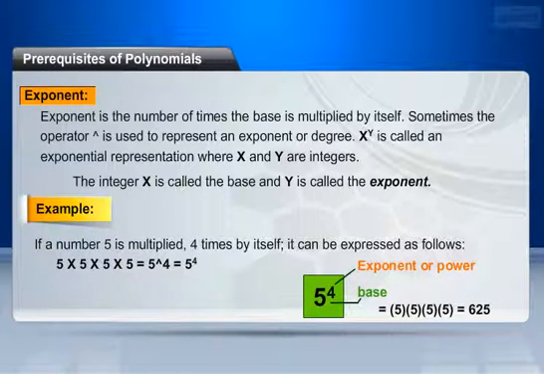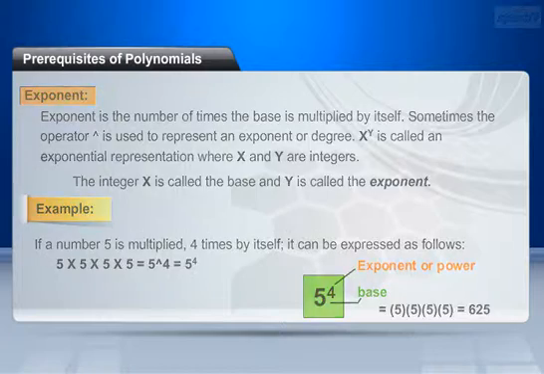Let's see an example on exponent. If a number 5 is multiplied 4 times by itself, it can be expressed as follows: 5 into 5, into 5, into 5, is equal to 5 to the power of 4. Here 5 is the base and 4 is the exponent or power. So, 5 to the power of 4 equals 625.